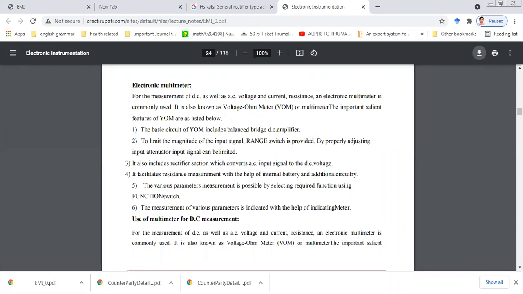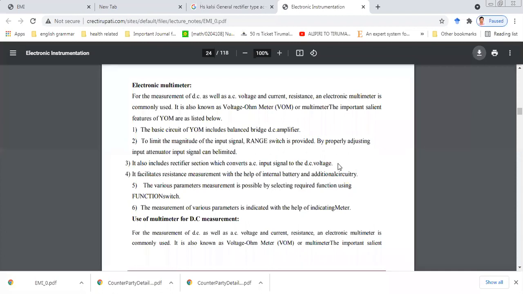Suppose we have to measure the voltage, we will change the switch to the particular voltage range. Similarly, to measure the current and resistance, we will change the switch accordingly. A rotatable switch will be there. Similarly, it includes a rectifier section that converts the AC input signal to DC voltage.